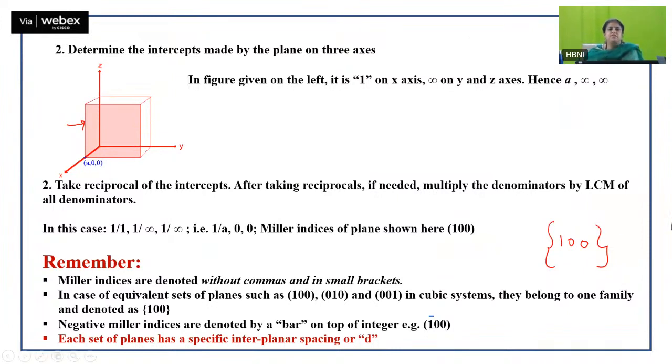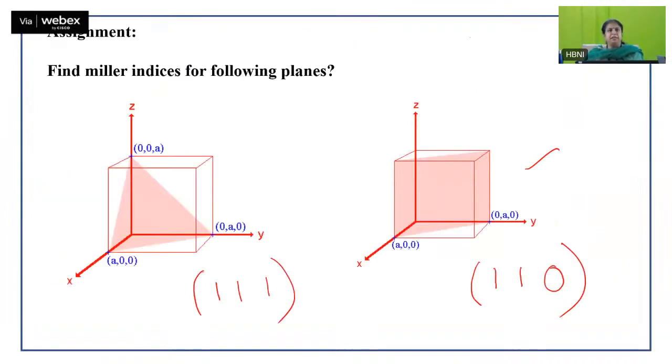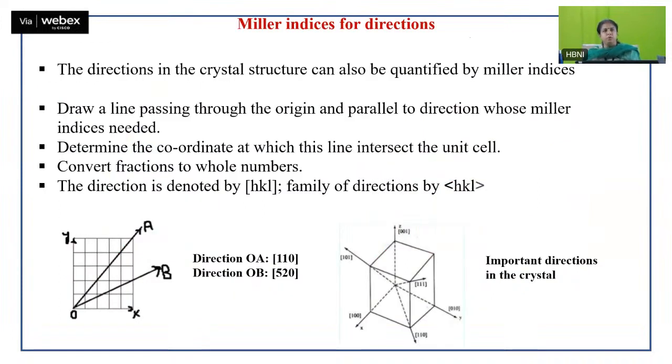Negative Miller indices, for example, if a plane is intersecting the x-axis at minus 1, are denoted by a bar on the top, all right? So these are certain conventions that we need to follow.